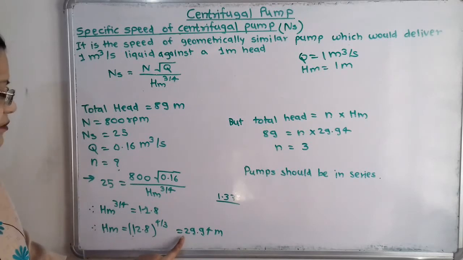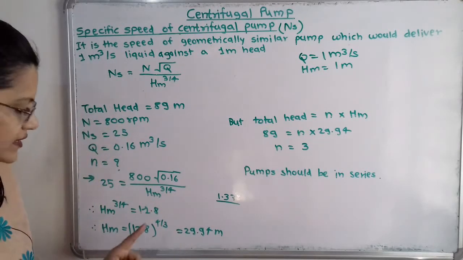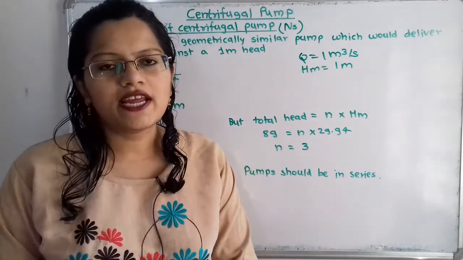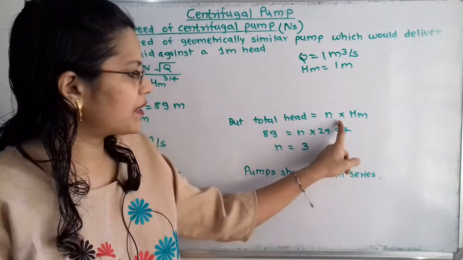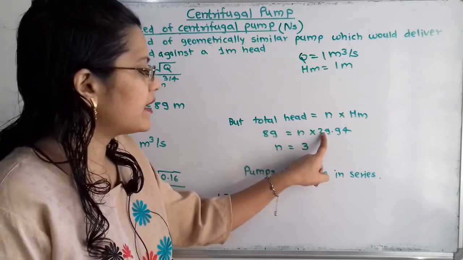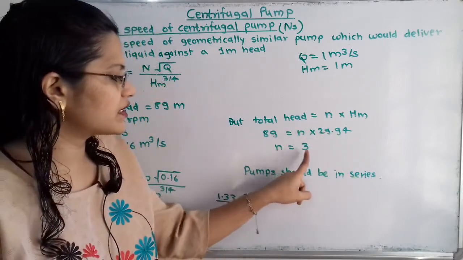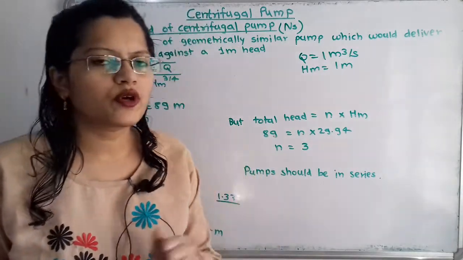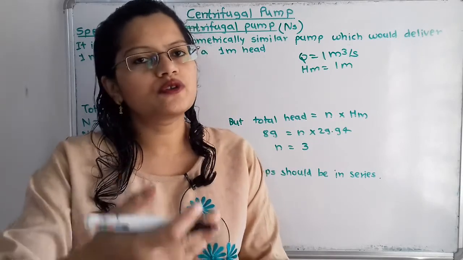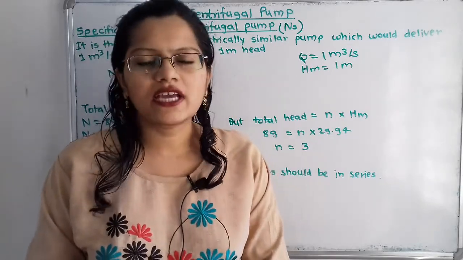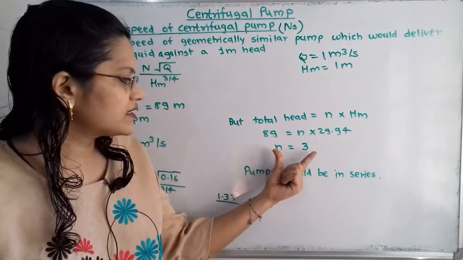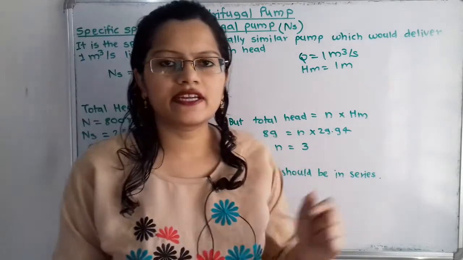What is the relation between this Hm and the total head? Hm is the head of one pump. So total head is equal to the number of pumps multiplied by Hm. Putting the values, 89 is equal to n multiplied by 29.94, therefore n is equal to 3. So these are the number of pumps. We know how to connect pumps to produce a high head: for producing a high head we have to connect the pumps in series. So the answer is n equal to 3, and the pumps should be connected in series.